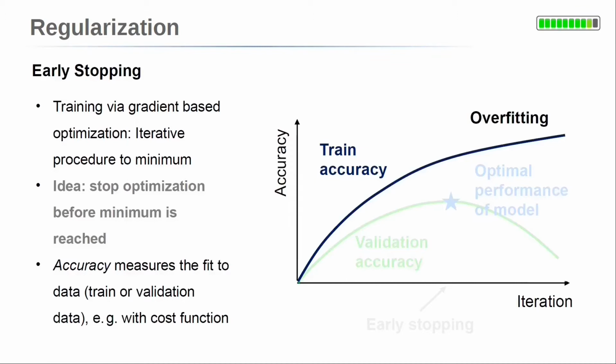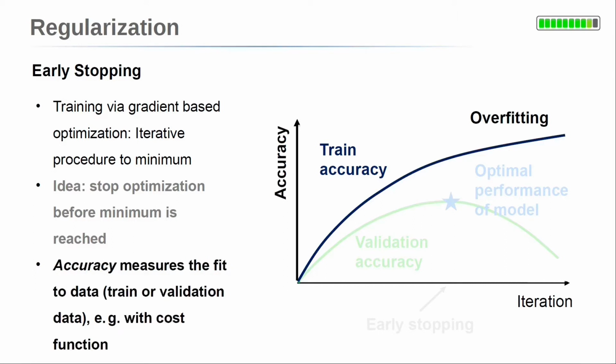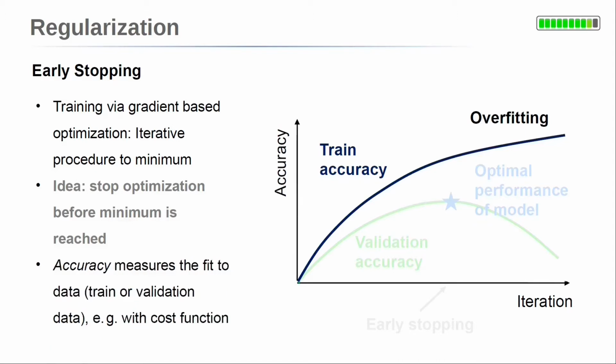One regularization method is early stopping. The idea is to stop the gradient based minimization before the global minimum is reached. We can measure the model fit to data by calculating the accuracy, for example with the cost function mean squared error or mean absolute error. During the iterative training procedure, the training data fits better and better to the model. So on the one hand, the training accuracy gets better and better with every iteration.